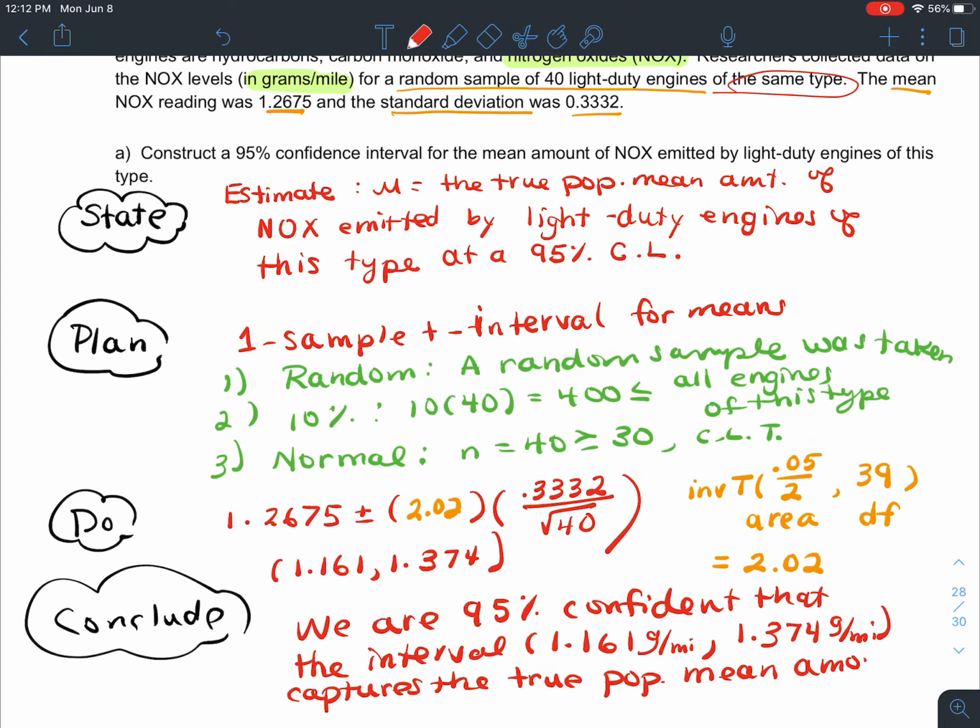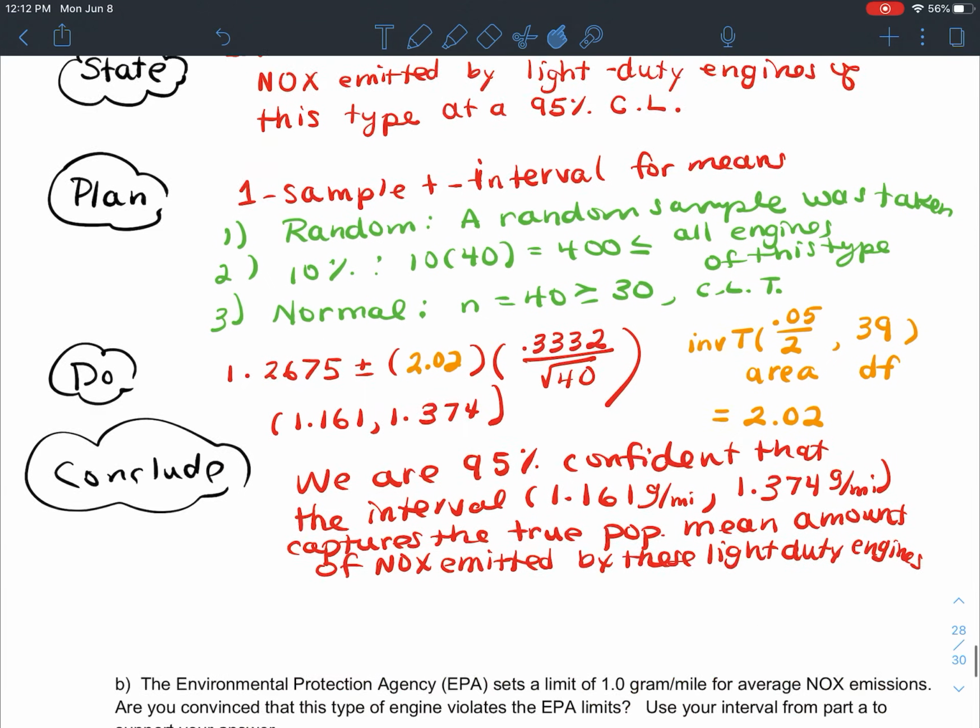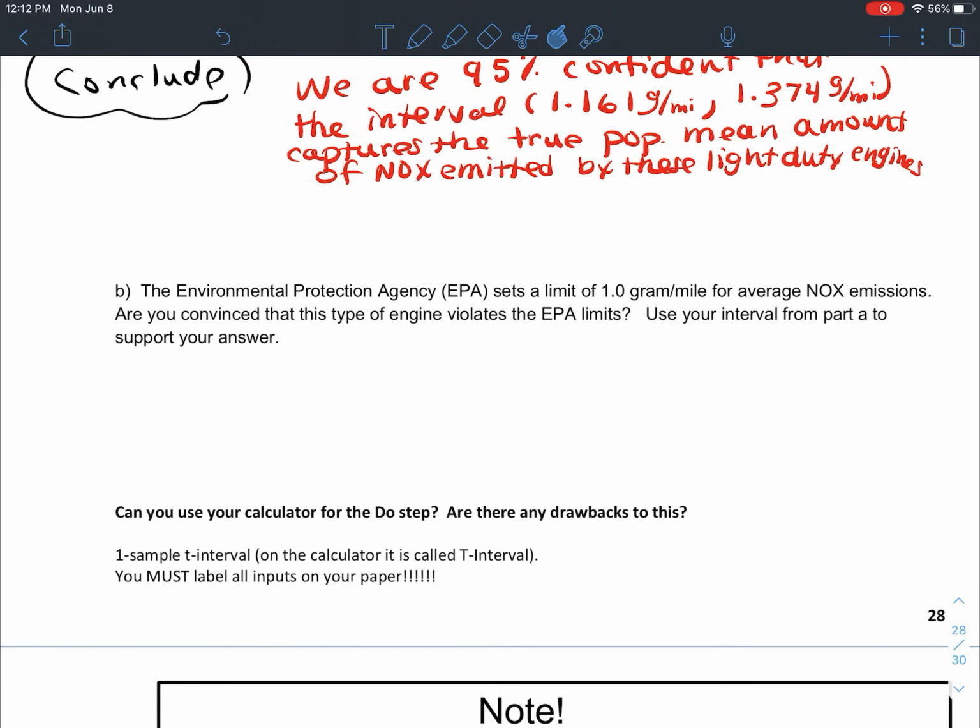Okay, that captures the true population mean amount of NOx emitted by these light-duty engines.